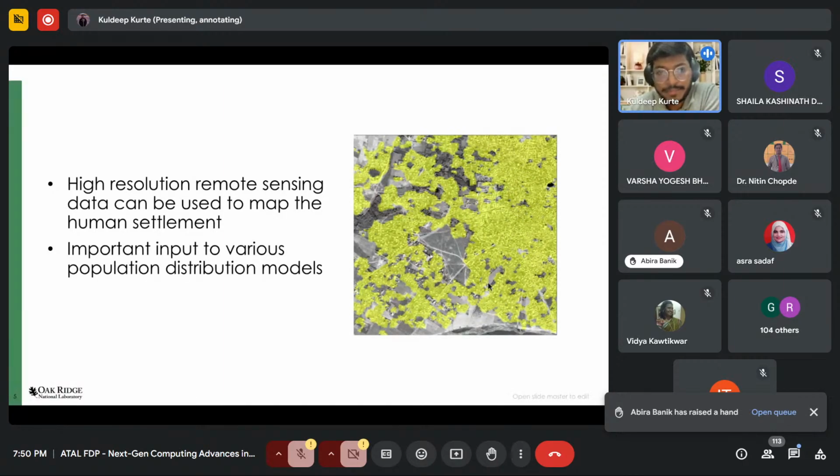Again here I'm mentioning the same point, that the important input to various population distribution models could be the output of this particular process, processing high resolution remote sensing images and then trying to find the settlement information from those images.